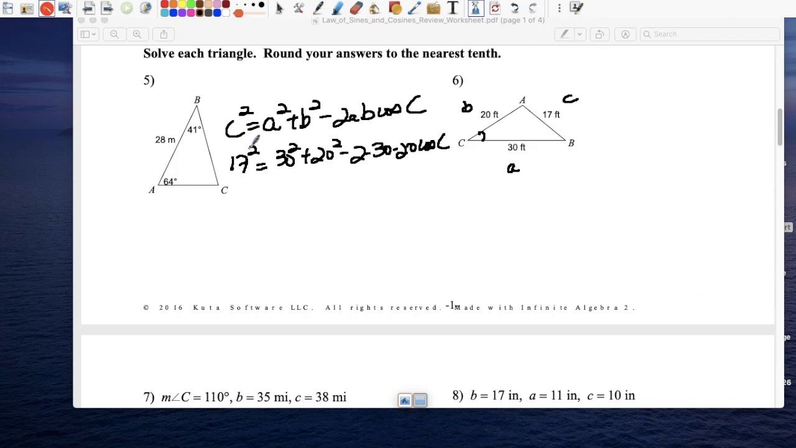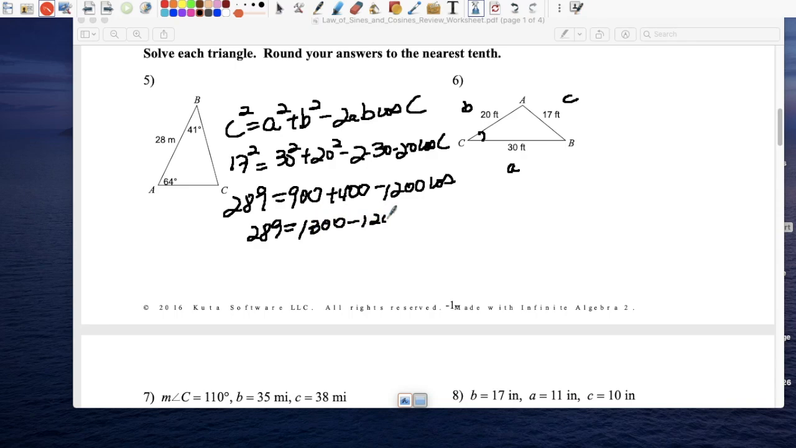So 17 squared is 289, 900 plus 400, minus 2 times 30 times 20 is 1200 cosine of c. Let's simplify things. 289. Oh, I see what my problem was. So 900 plus 400 is 1300. I know I messed up before. Cosine of c. We're going to subtract 1300 from both sides.